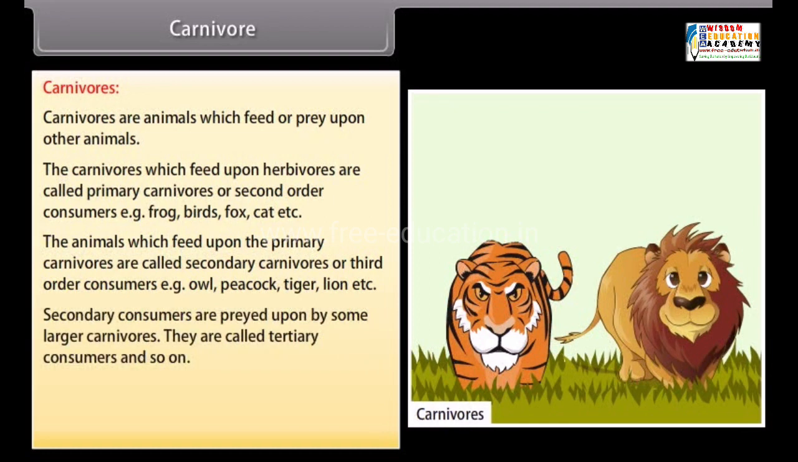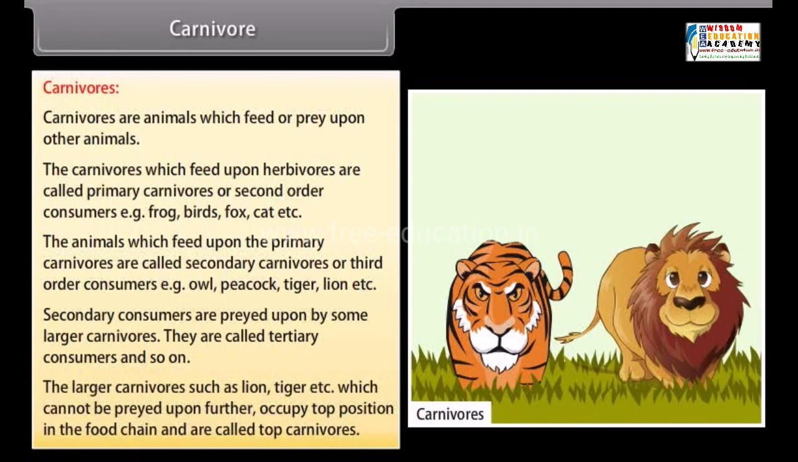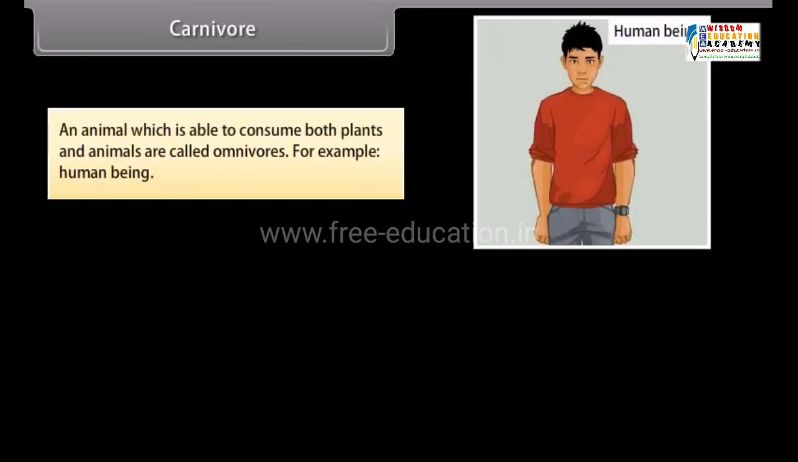Secondary consumers are preyed upon by some larger carnivores. They are called tertiary consumers and so on. The larger carnivores such as lion, tiger, etc., which cannot be preyed upon further, occupy top position in the food chain and are called top carnivores. An animal which is able to consume both plants and animals is called omnivore.